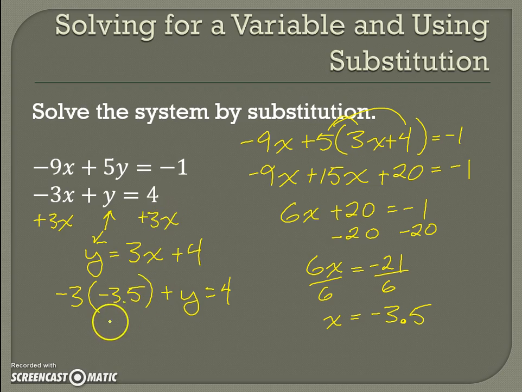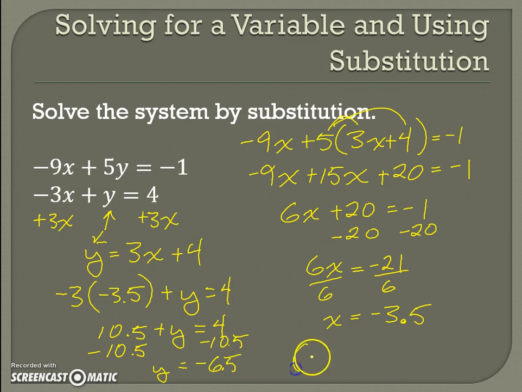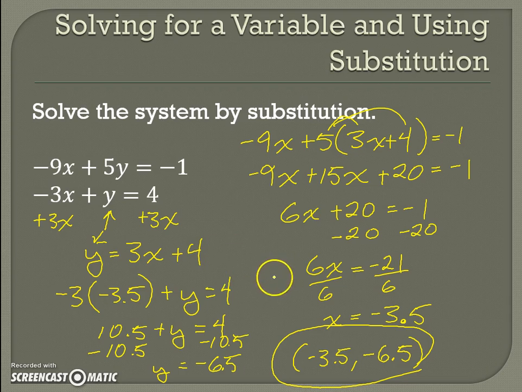So negative 3.5 times that is 10.5 plus y equals 4. Subtract 10.5. You get y equals negative 6.5. So that your ordered pair is negative 3.5 for my x and negative 6.5 for my y. And again, you should substitute those in and check those to see if they work. These do, so we're good on that.